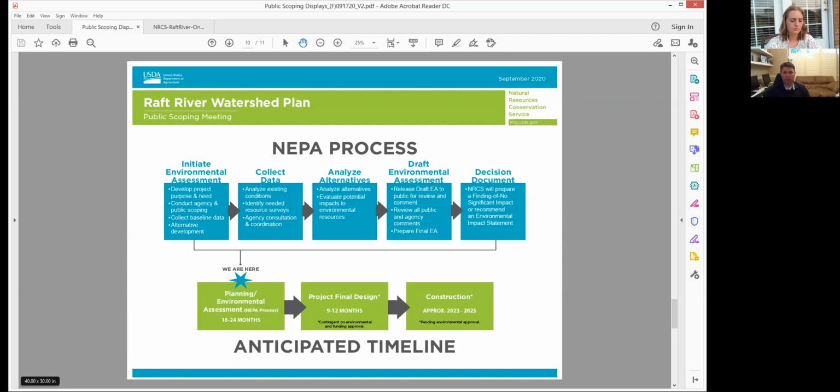And then we'll move into the next phase of the project, which is developing alternatives, collecting baseline data, and then evaluating those proposed alternatives against the goals and the purpose and need of the project. So that's a real brief summary of NEPA and the environmental review process that we'll be following. But if there are any additional questions about that, I'd be more than happy to answer them.